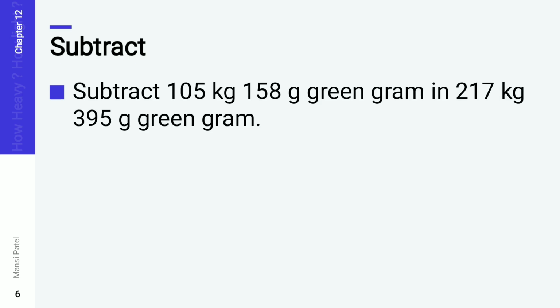Now let us see another example of subtraction. Again in this you have to subtract 105 kilogram 158 gram from 217 kilogram 395 gram. So here one mistake is that here you have to just cut this "in", and in the place of "in" you have to write down "from".